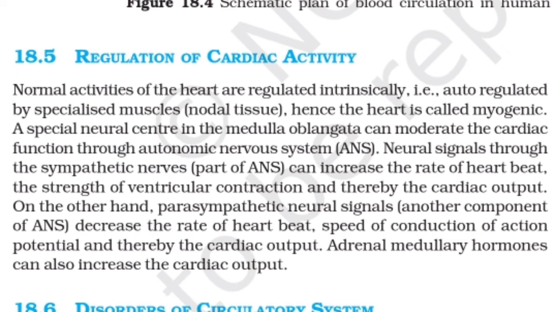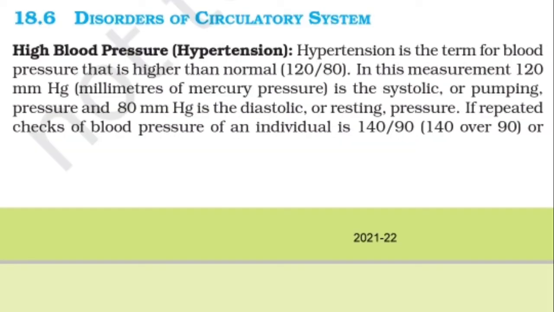Neural signals through the sympathetic nerves (in bracket, part of ANS) can increase the rate of heartbeat, the strength of ventricular contraction and thereby the cardiac output. On the other hand, parasympathetic neural signals (in bracket, another component of ANS) decrease the rate of heartbeat, speed of conduction of action potential and thereby the cardiac output. Adrenal medullary hormones can also increase the cardiac output.